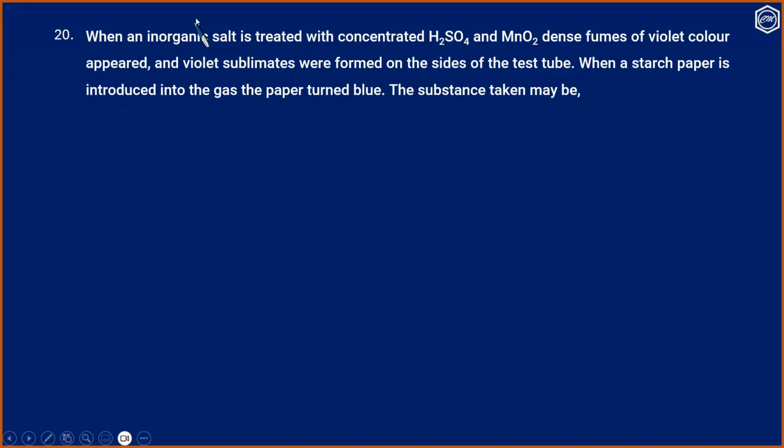Question 20. When an inorganic salt is treated with concentrated sulfuric acid and manganese dioxide, dense fumes of violet color appeared and violet sublimates are formed on the sides of the test tube. When a starch paper is introduced into the gas, the paper turned blue. The substance taken may be sodium chloride, sodium bromide, sodium nitrite, sodium iodide. We know that iodine turns acidified starch potassium iodide paper blue. So the answer should be the fourth option.